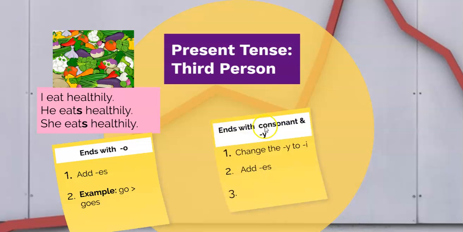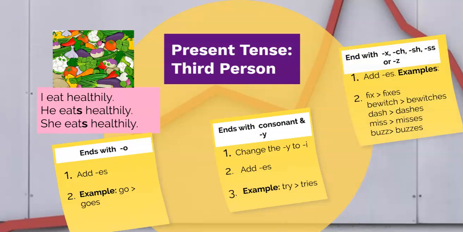If a verb ends with a consonant and a Y, you change the Y to an I before you add ES. For example, we've got a consonant R, then Y, the Y changes to an I, and then we have ES there. If a verb ends with s, x, ch, sh or z, then you add es.